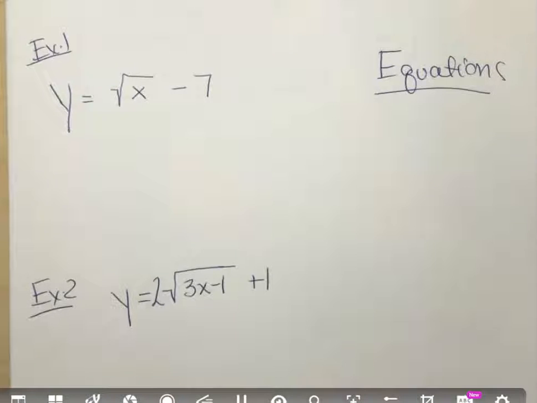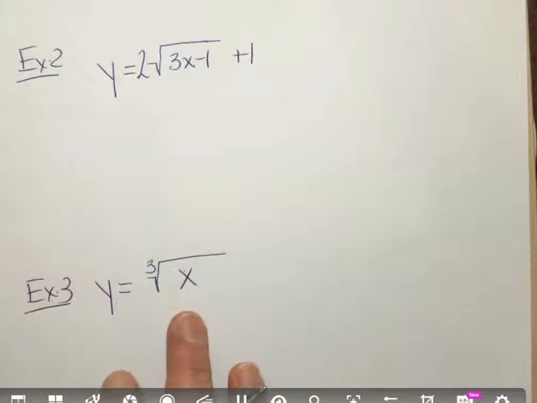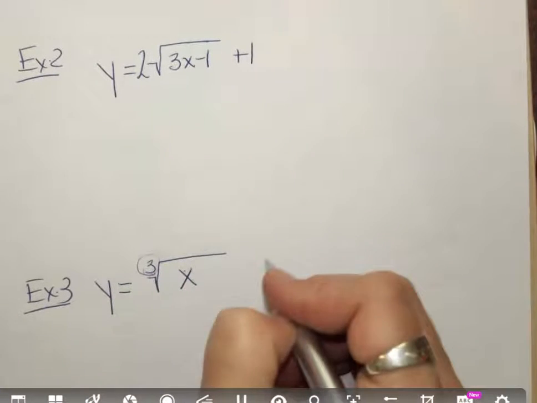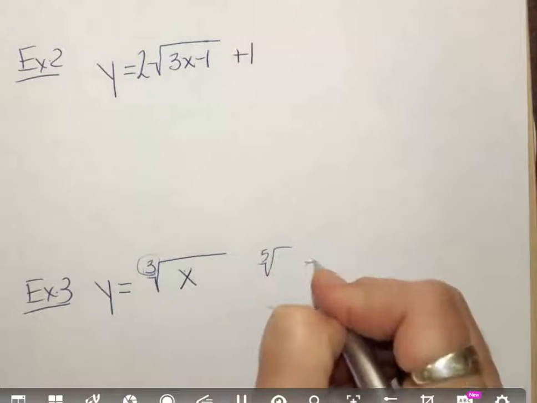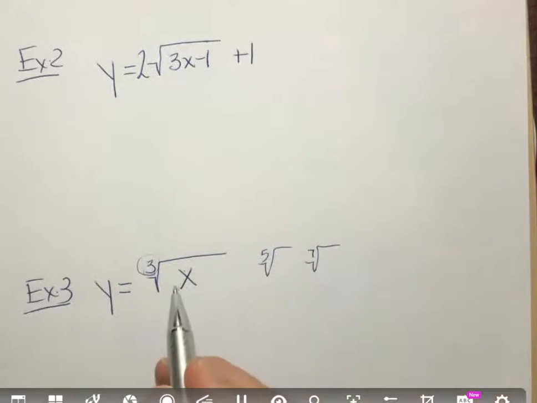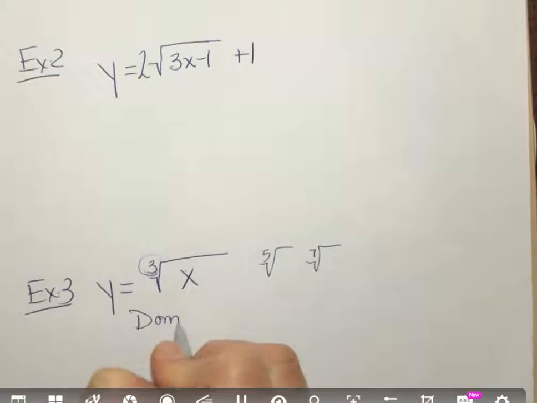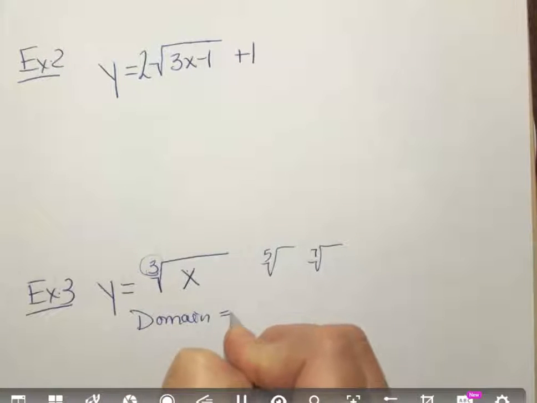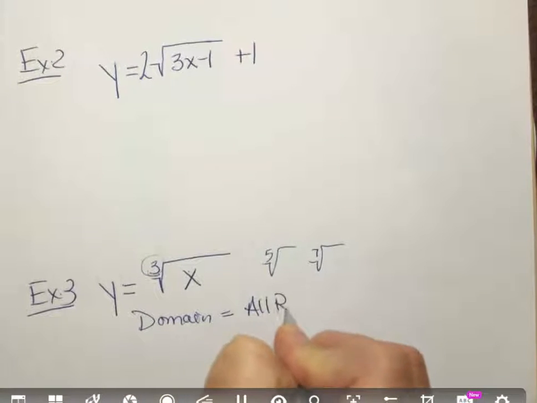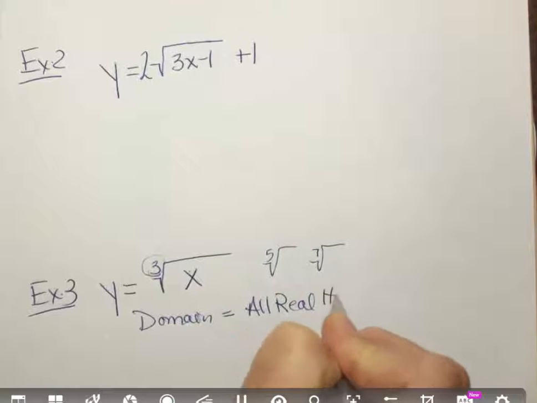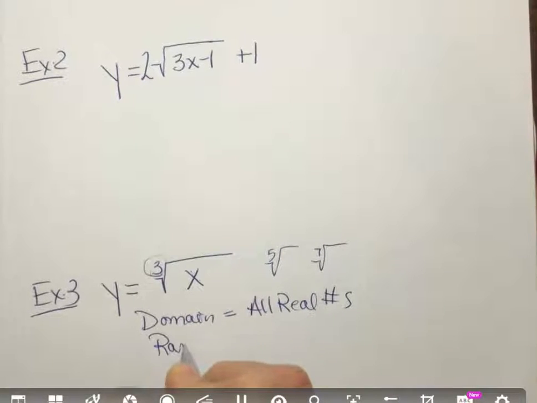Now let's look at algebraically. Well, we know the cubed root. If we have a cubed root, a fifth root, a seventh root, because I can take the cubed root of -1 and get -1, it doesn't give me an error, it's a real number. My domain and my range for these is all real numbers. Same thing with the range. So those are easy.